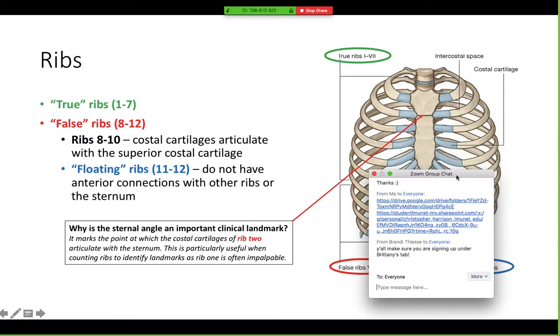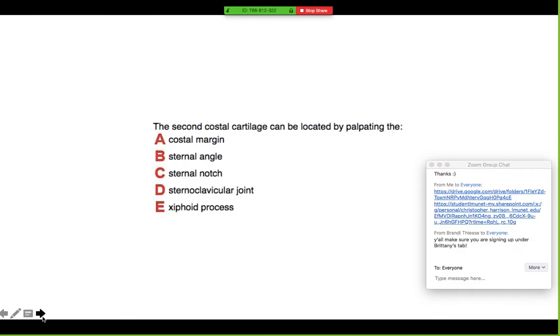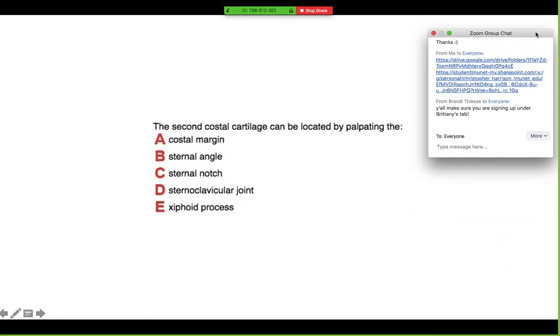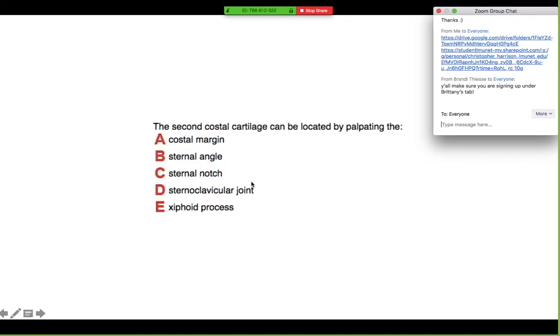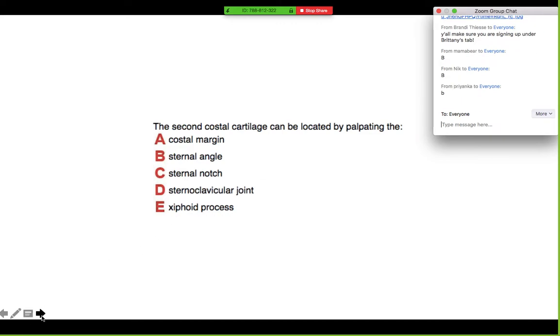Okay, so why is the sternal angle an important clinical landmark? The biggest thing to know is that you can use the sternal angle to palpate rib 2. Okay, so starting off nice and easy here, the second costal cartilage can be located by palpating the, go ahead and type your answer in the chat box. Right, B, the sternal angle.